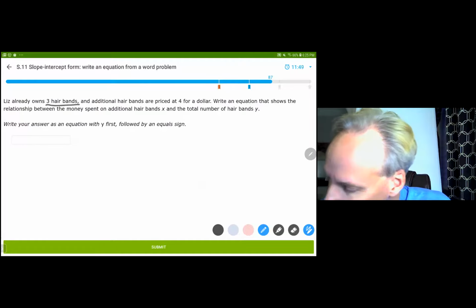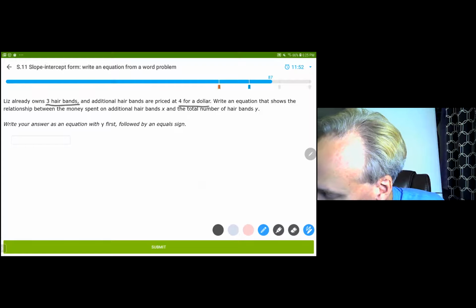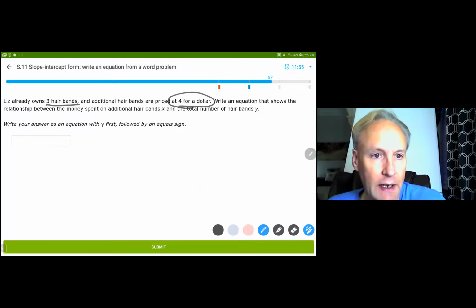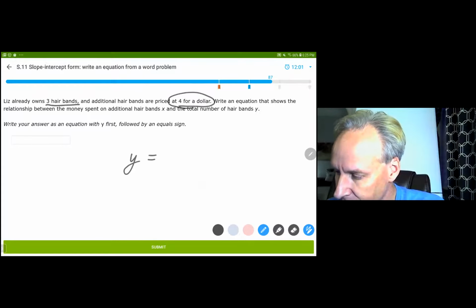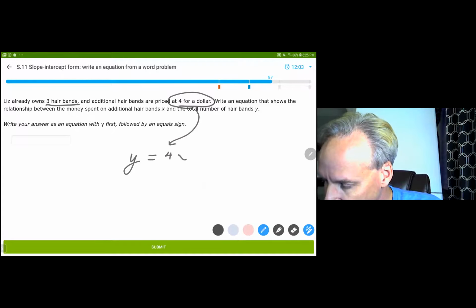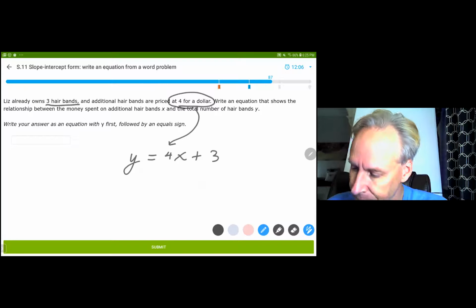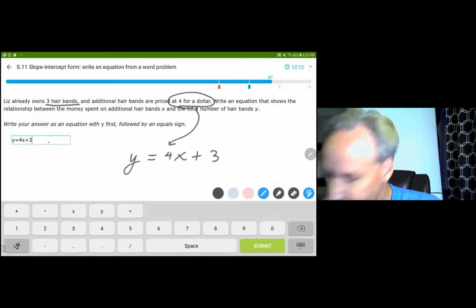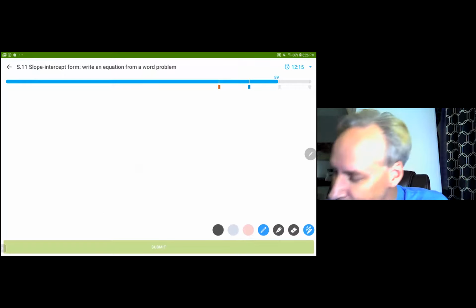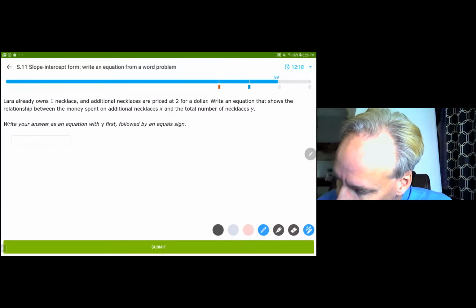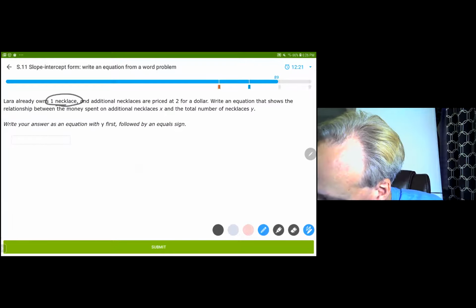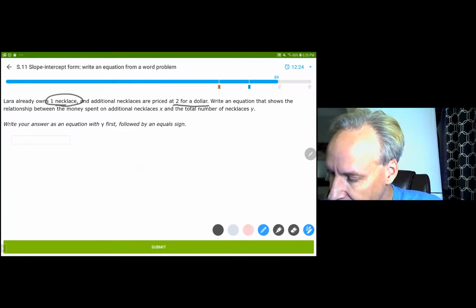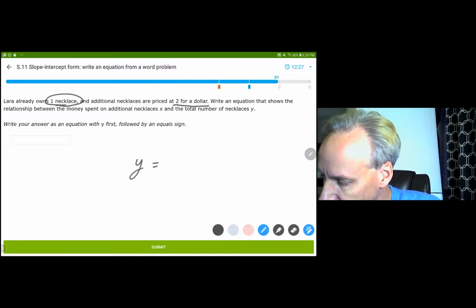Already owns 3 hair bands, and they're 4 for $1. And we want to know how many hair bands can she get with a certain number of dollars. And y is equal to the rate for x plus the 3 original ones. 25 cents a piece, 4 for $1. Laura already owns 1 necklace, and the additional ones are priced 2 for $1. So we have y is equal to 2x. That's 2 for each dollar plus the 1 original.